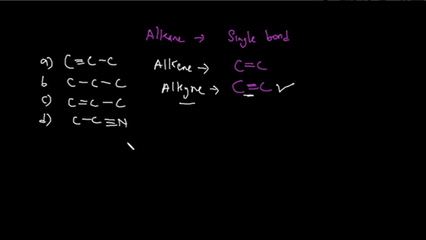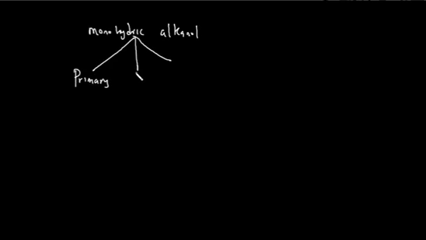Now, if there is one hydroxyl group, you call it monohydric alkanol. One hydroxyl group, monohydric alkanol. If there are two hydroxyl groups, dihydric, and so on and so forth. But I don't want to spend my time on these other ones. The one I want to talk about is monohydric alkanol. Monohydric alkanol has three classes. The first class is primary, the second one is secondary, and the third one is tertiary.